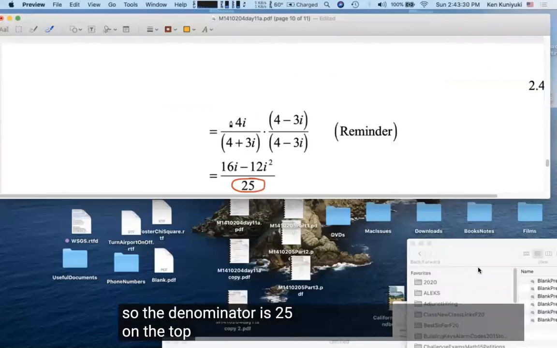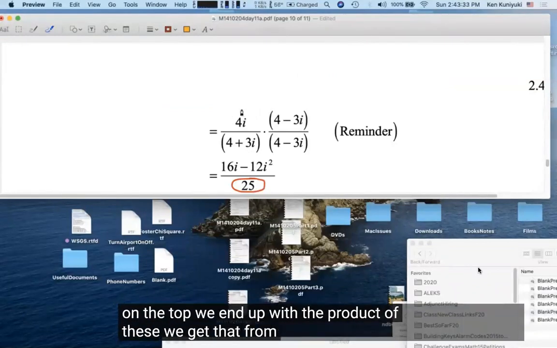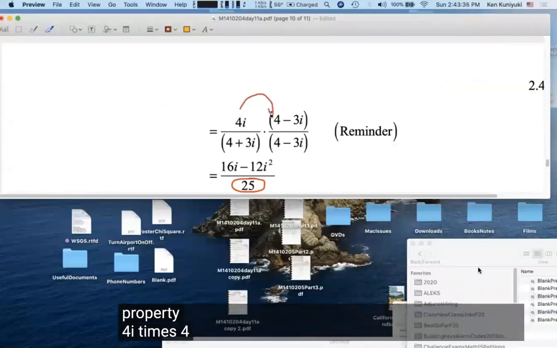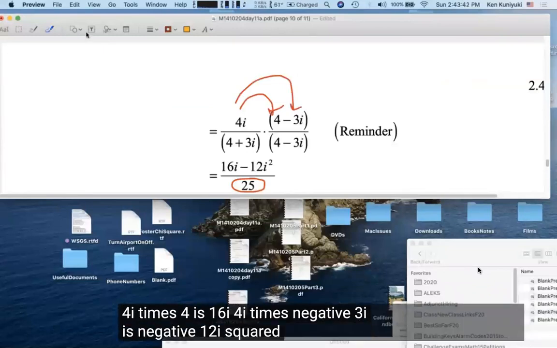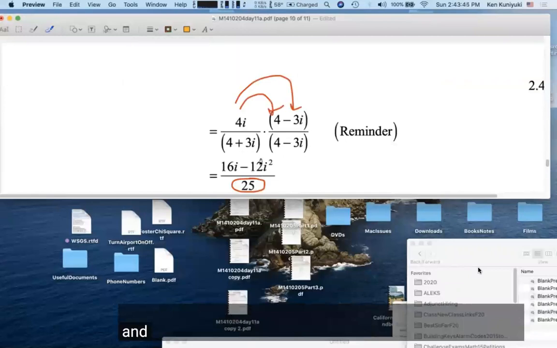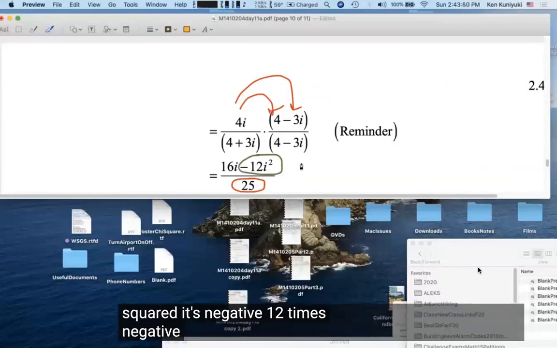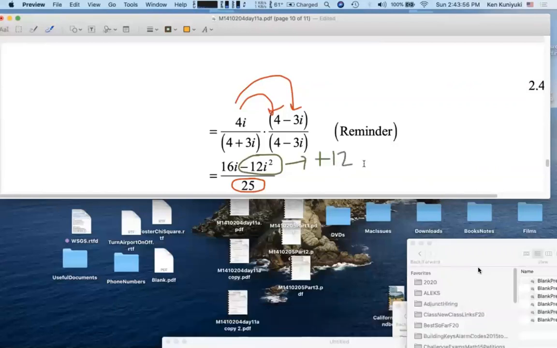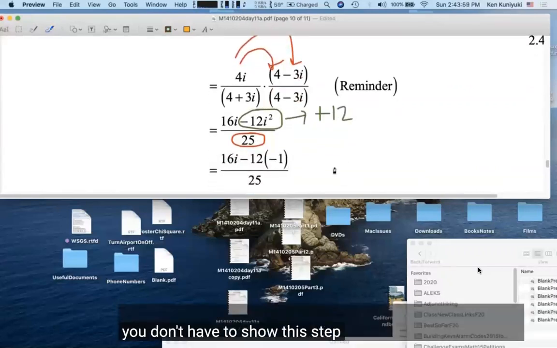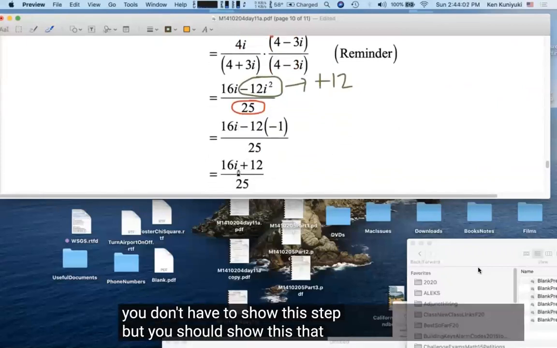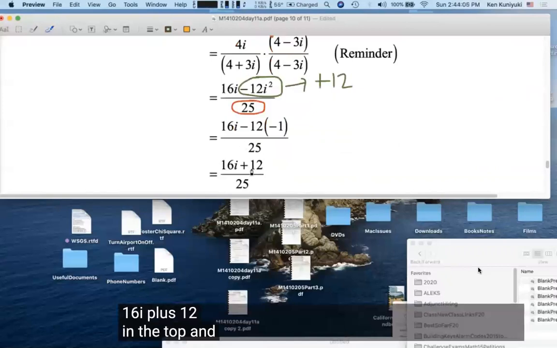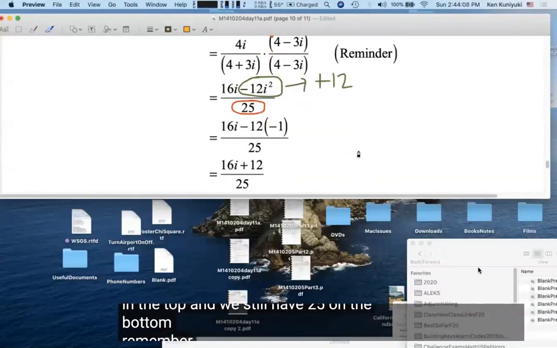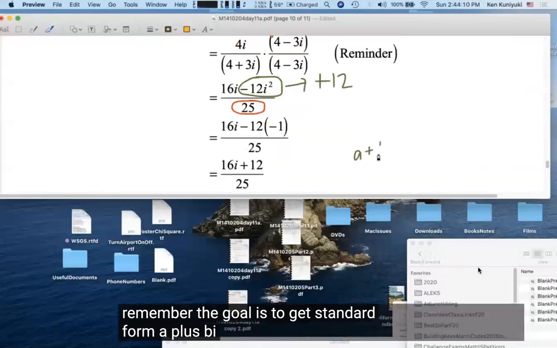On the top, we end up with the product of these. We get that from the distributive property. 4i times 4 is 16i. 4i times negative 3i is negative 12i squared. And what is negative 12i squared? It's negative 12 times negative 1. That's going to end up being a positive 12. You don't have to show this step, but you should show this, that you get 16i plus 12 in the top, and we still have 25 on the bottom. Remember, the goal is to get standard form, a plus bi, where a and b are real.